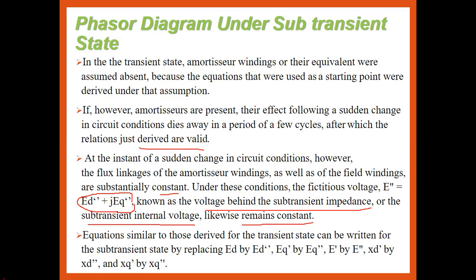Whereas the equations similar to the parameters we defined under the transient condition should be the same, just by replacing ED with ED double dash, EQ dash with EQ double dash, E dash with E double dash. The direct axis reactance under the transient state XD dash should be replaced by XD double dash, and XQ dash replaced by XQ double dash. Means all the transient parameters should be replaced by the subtransient parameters.